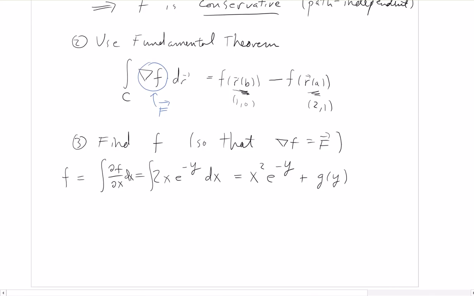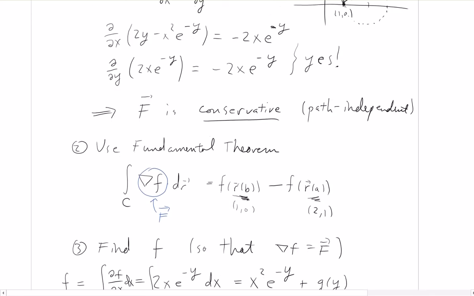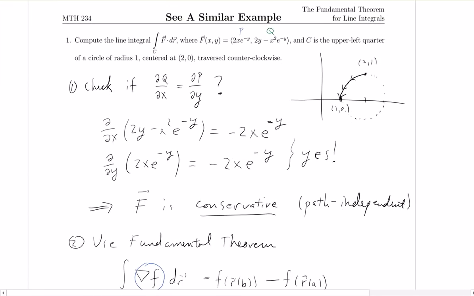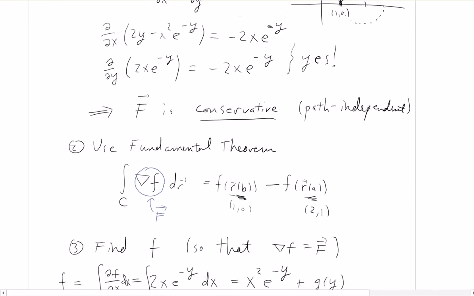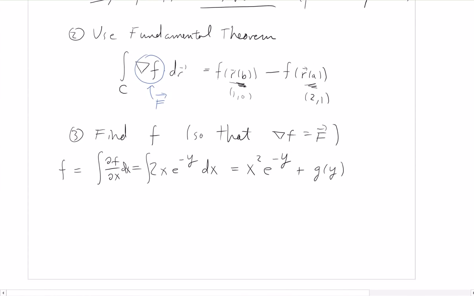Okay, now what do we do from here? We've only used half of the information. We have to somehow use q now, the y component of the original vector field. So this is what I'm going to do. I'm going to differentiate what we just got with respect to y. So we just took into account the information about x. Now we need to take into account the information about y. So let's take the derivative of what we just got with respect to y.